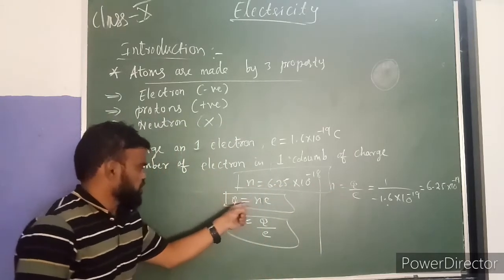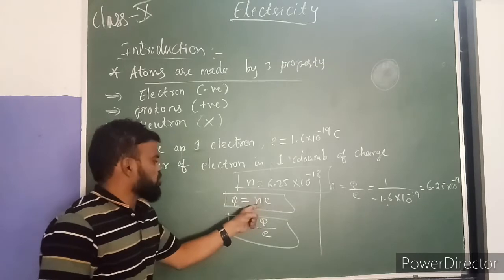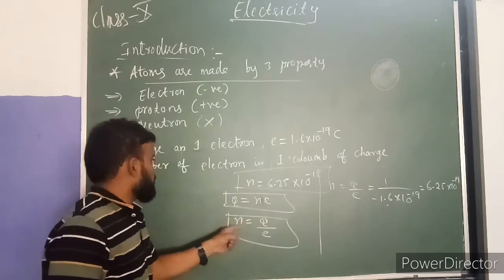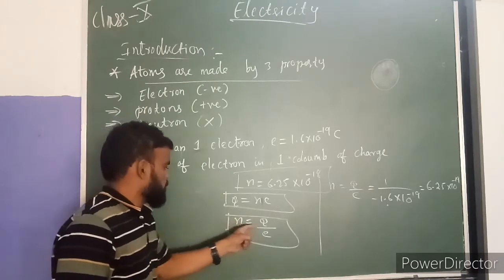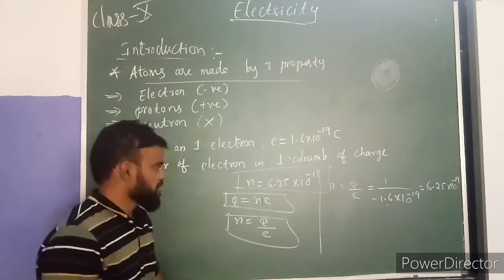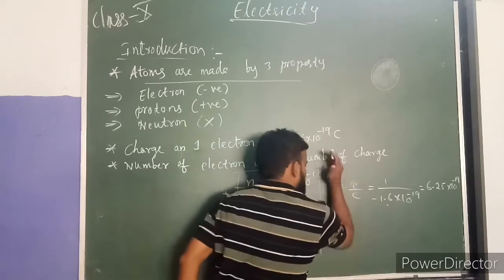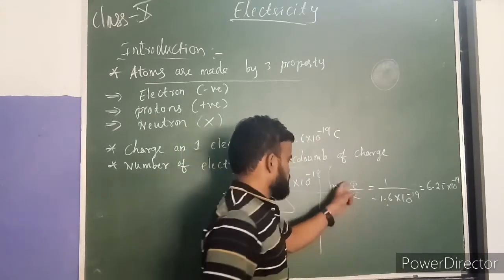Listen, Q = n × e. Charge is equal to the number of electrons times the charge of one electron. So the number of electrons n is equal to Q divided by e. I will write it properly: n = Q/e.